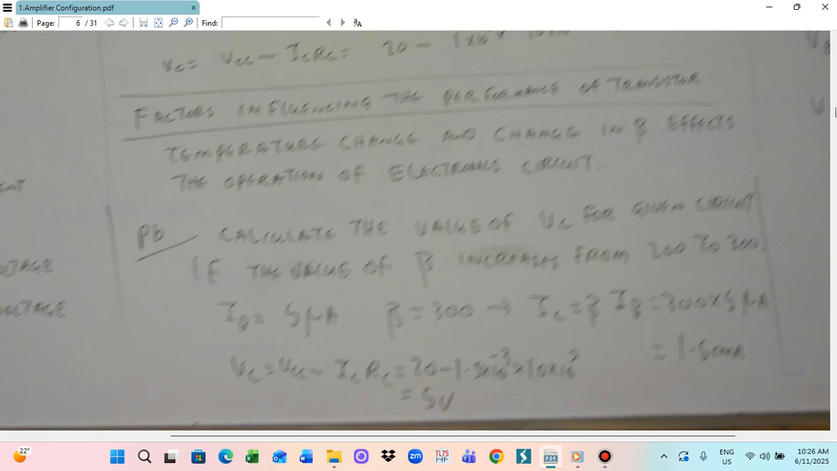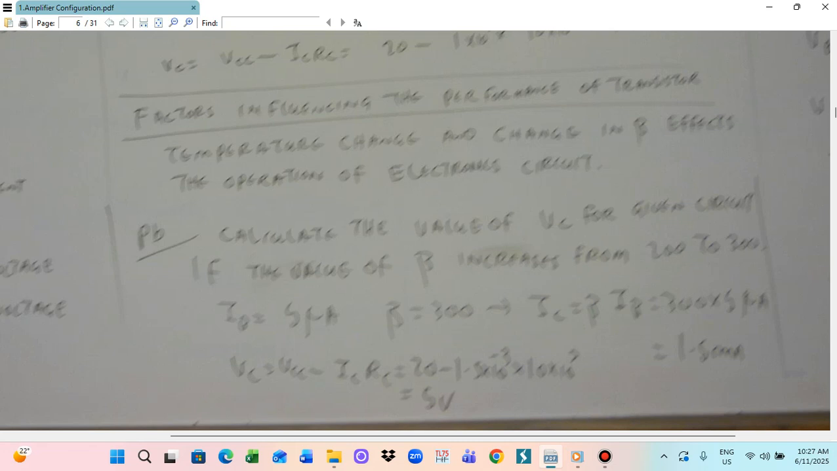So in this case we have to recalculate the VCE, how much VCE we get. IB, we already know, is 5 microampere. So beta will be 300, and therefore the IC can be calculated. Beta into IB, so this is 300, and the IB value we substitute, 5 microampere. So the value will be 1.5 milliampere. Then you can calculate the VCE.